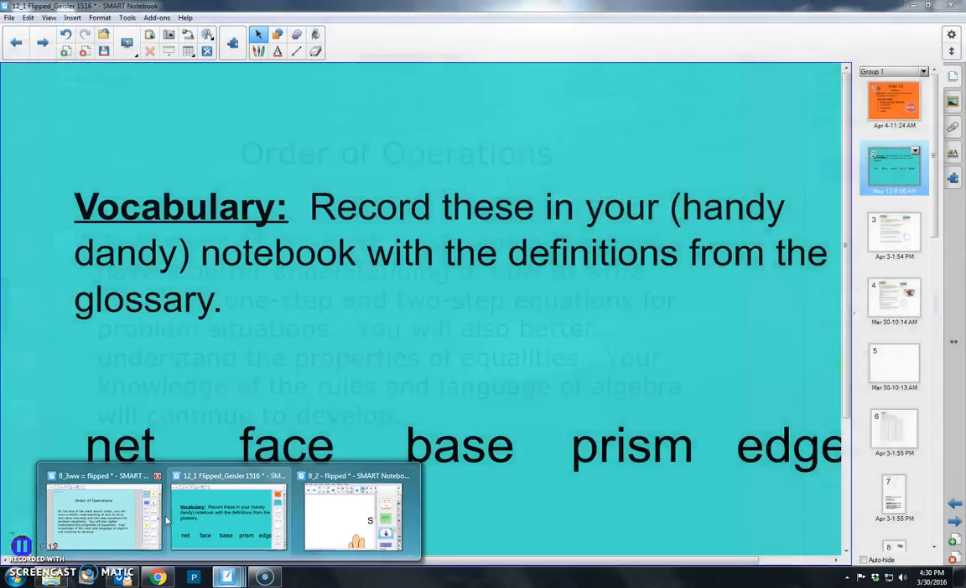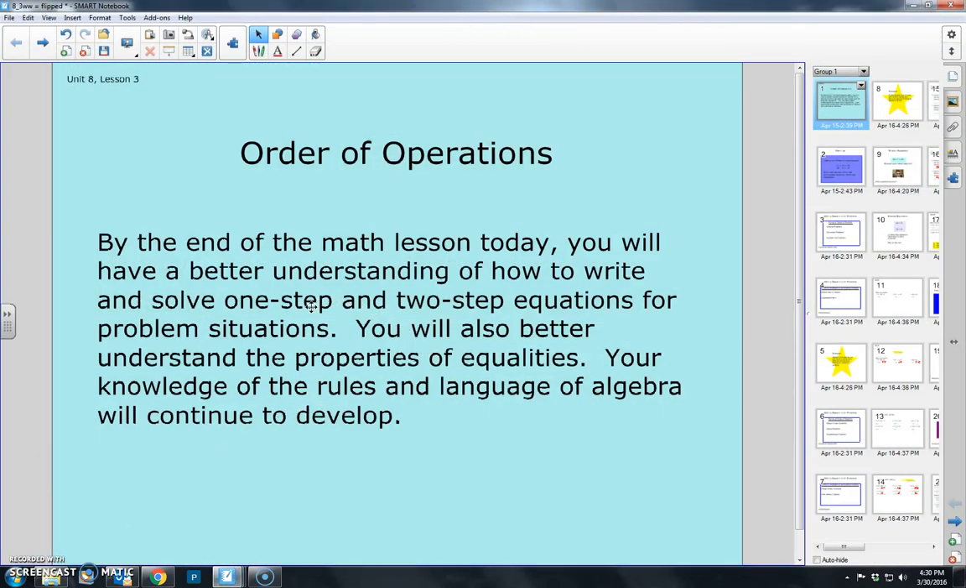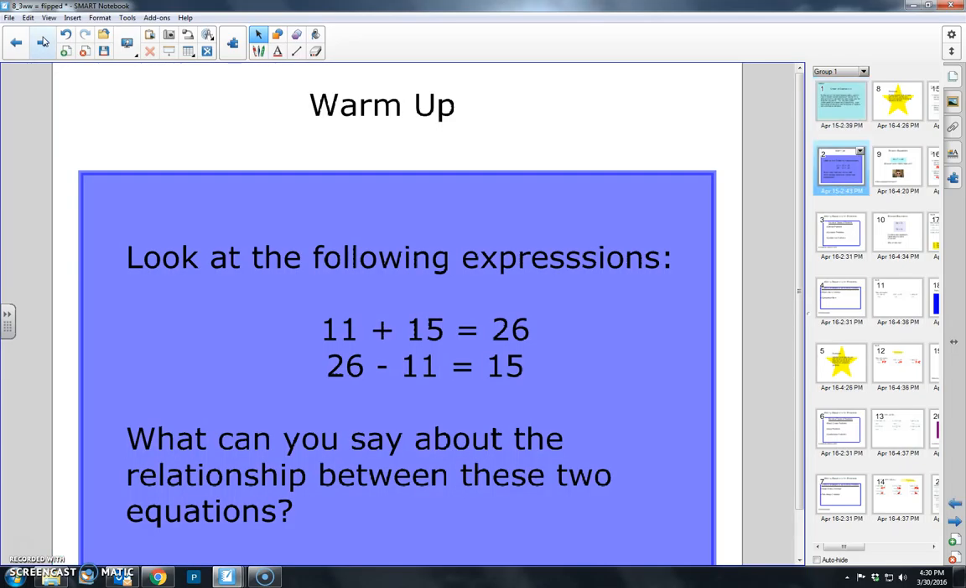Here we go. By the end of the math lesson today, you will have a better understanding of how to write and solve one-step and two-step equations for problems. You will also better understand the properties of equalities. Think back to all the things you learned in 3rd grade and 4th grade. That will help you out today.